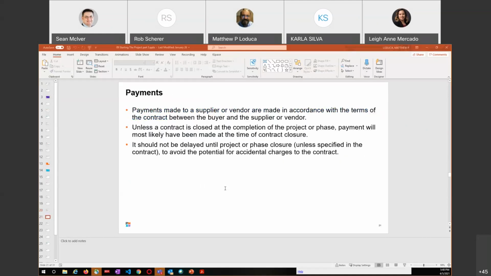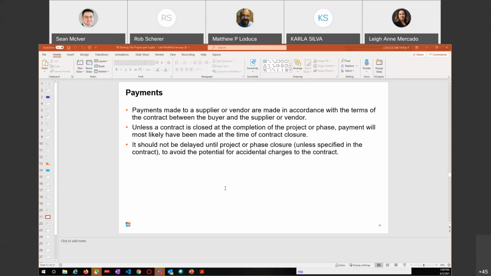Payments to a supplier or vendor are made in accordance with the terms of the contract. It's pretty straightforward: when you finish that contract, you make sure everybody's paid. Unless the contract is closed at the completion of the project or phase, payment will most likely have been made at the time of contract closure. So it's kind of saying the same thing here. If you close at the end of the contract, that's when you pay. If you close before the end of the contract, that's when you pay. So when you close the contract, it's when the final payments are made.